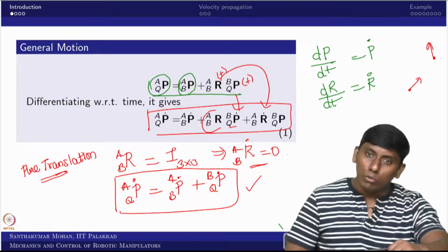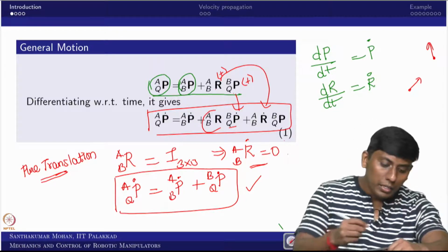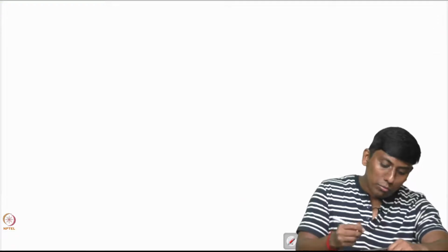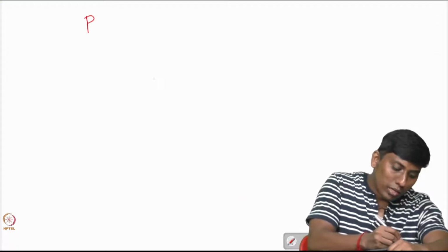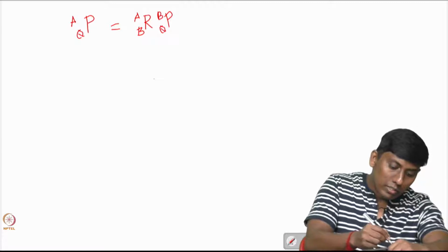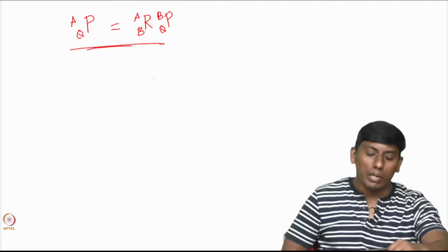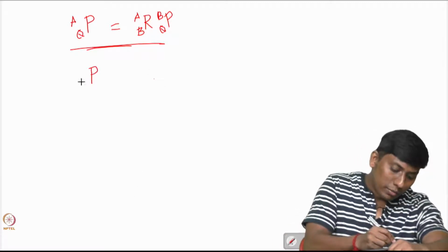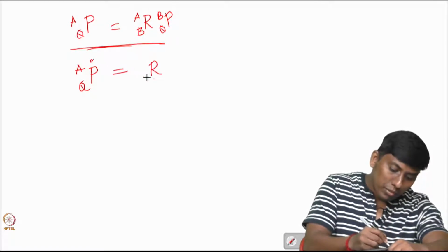But if it is pure rotation, it is simplified like this. If it is pure rotation, it simplifies as this, and if you take the derivative, this is what is going to come.